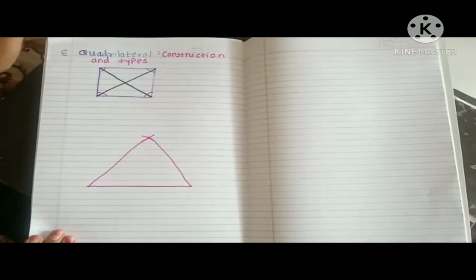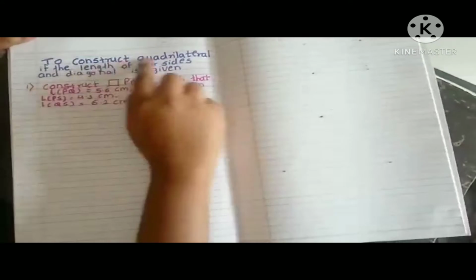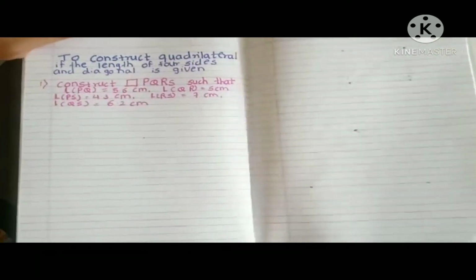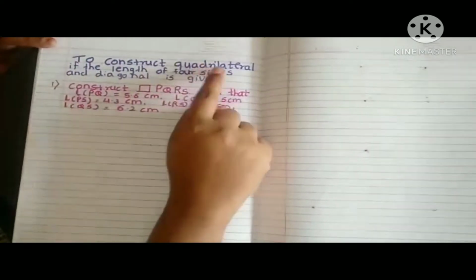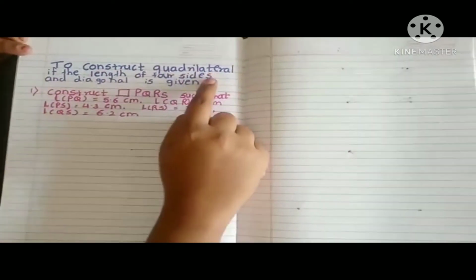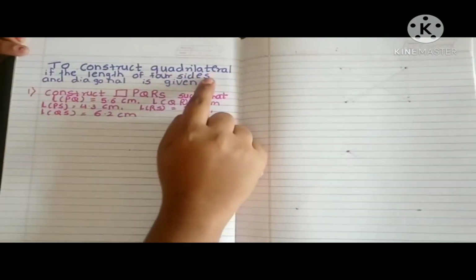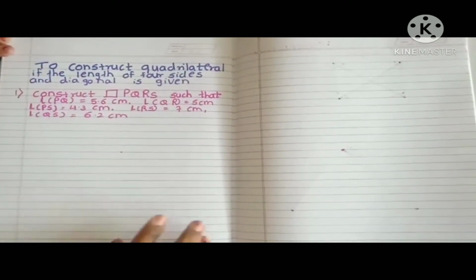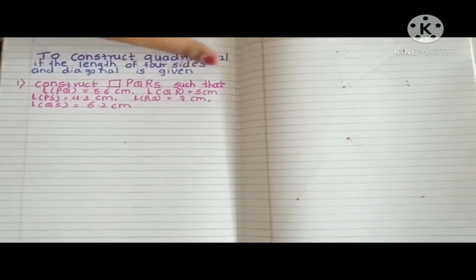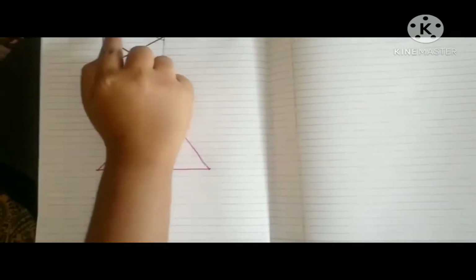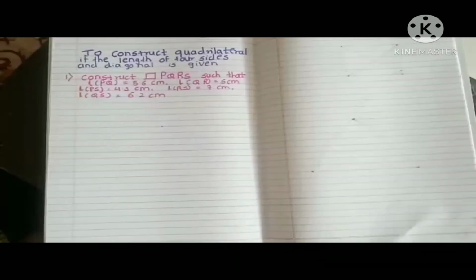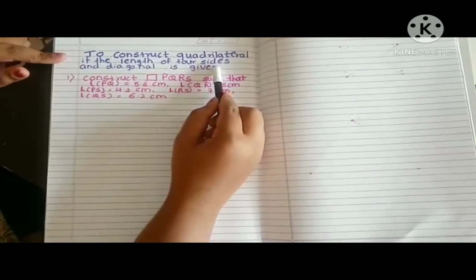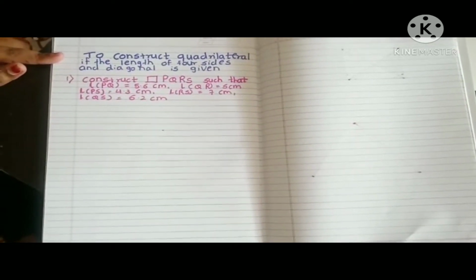There are a few concepts which we are going to use for constructing a quadrilateral. Let's see the first concept. To construct a quadrilateral, the length of four sides and one diagonal is given. From this figure you will understand that four sides are given and only one diagonal is given. I think the concept is clear to you. Now let's see how to do this construction.